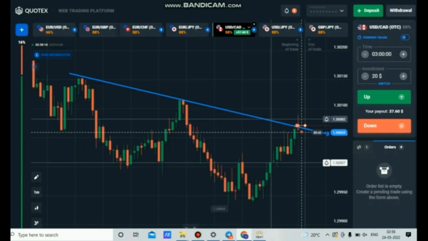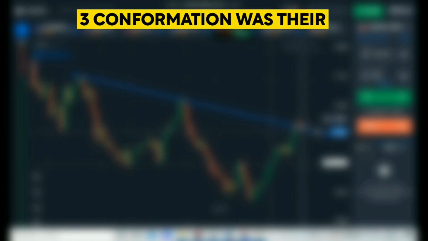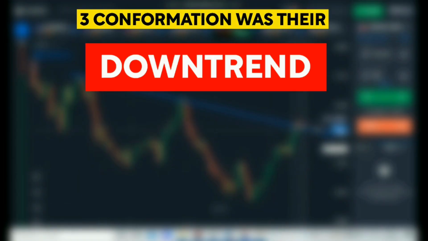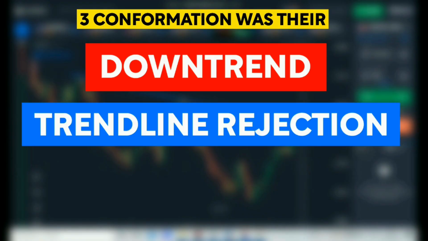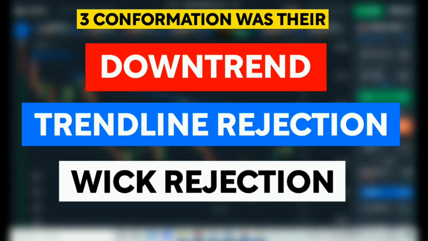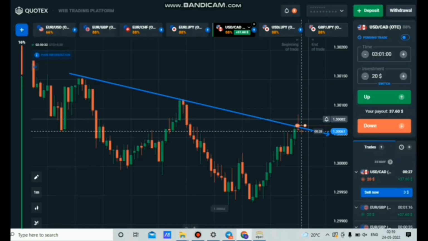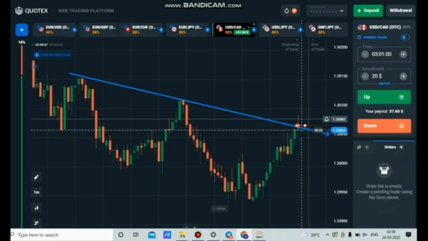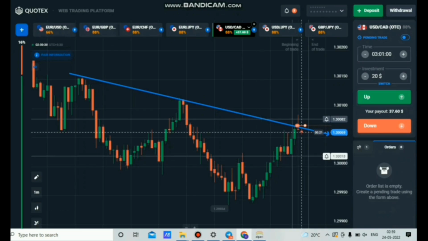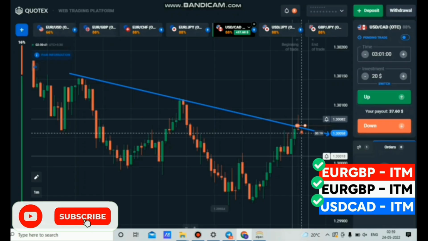So there were 3 confirmations behind this downward trade. The first confirmation is that the market is in a downtrend. The second confirmation is that the market reached our trend line and was rejected from there. The third confirmation is that a very big wick was made, and finally, a red candle was made at the end, which means that there is bearish sentiment in the market, and the market can go down from there.